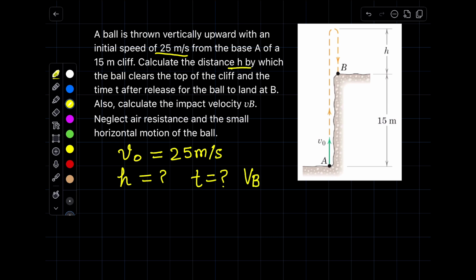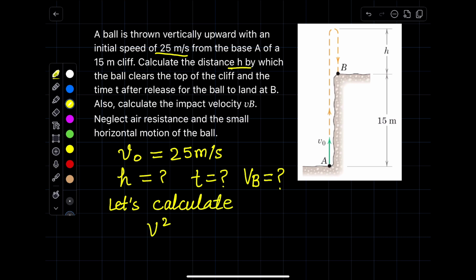So here we will apply the fundamental equations, or the general equation, of projectile motion. Initial velocity is 25 meters per second. Okay, so now we will solve it. Let's write the equation for the velocity.